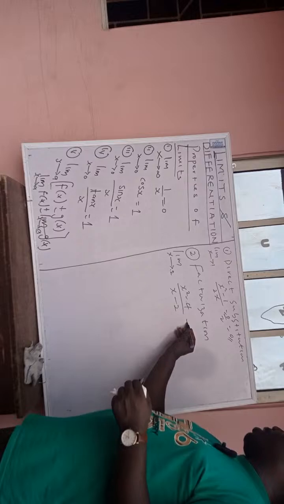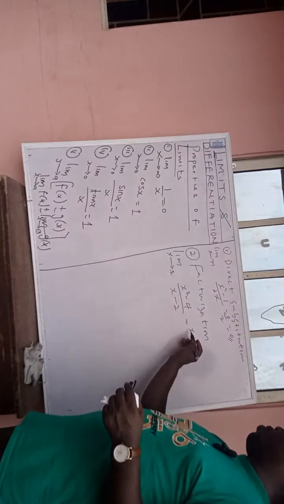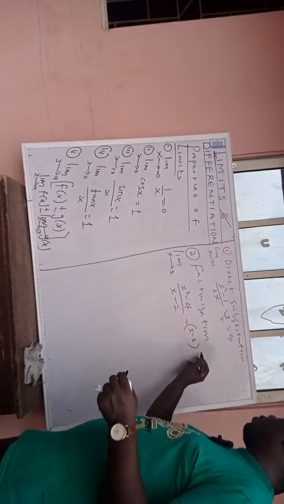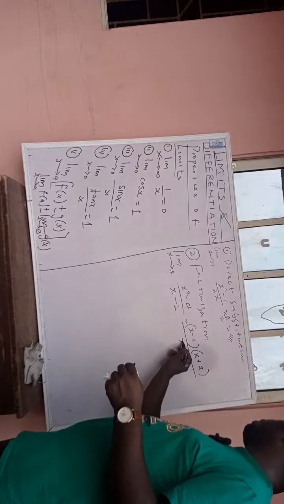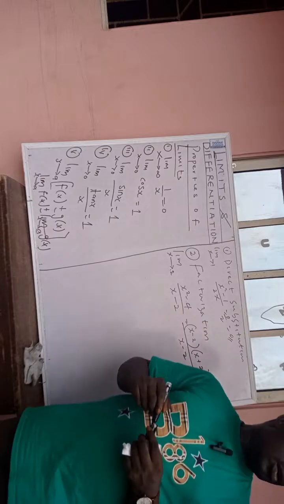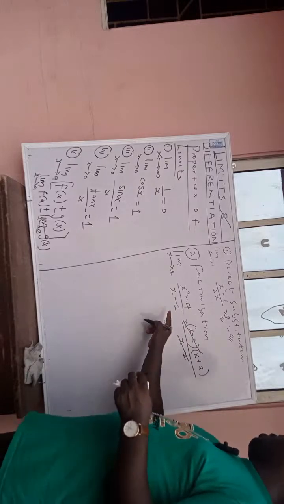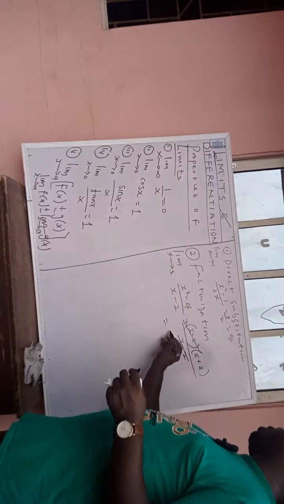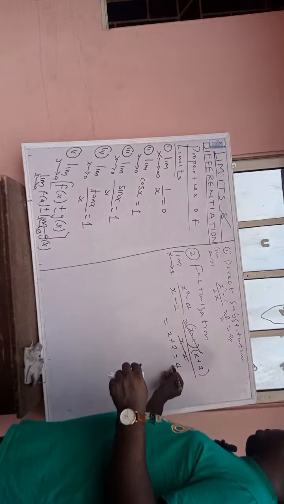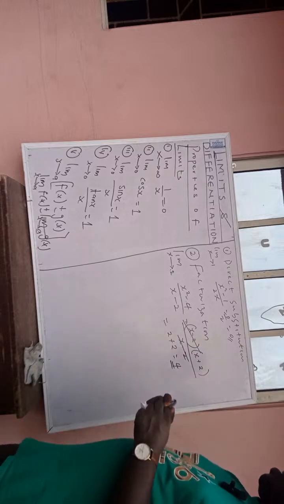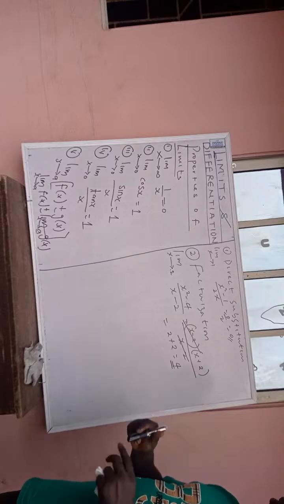So what do I do here? Since I cannot do direct substitution, and this is a difference of 2 squares, I have to factorize it this way. So cancel this, cancel this. In place of x, put 2 here, and put 2 here, you have 4. So the answer is now 4. We used the factorization method and we got it.